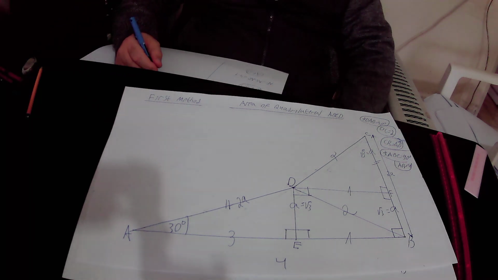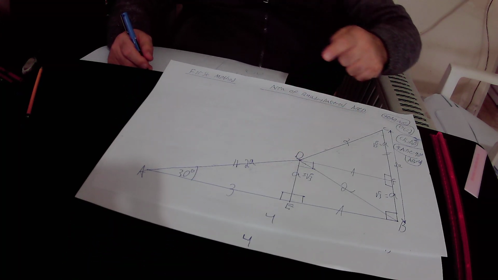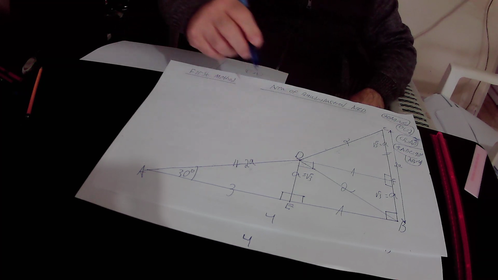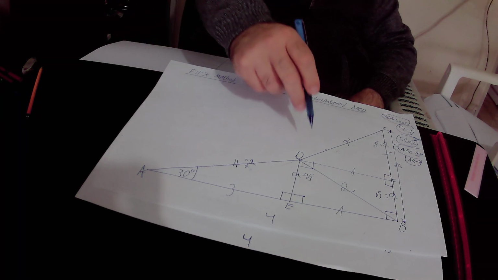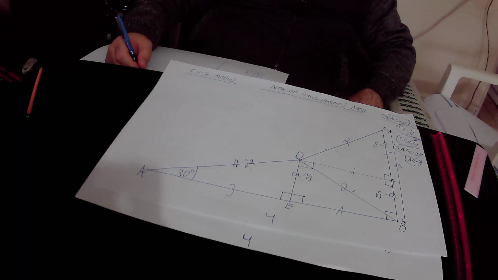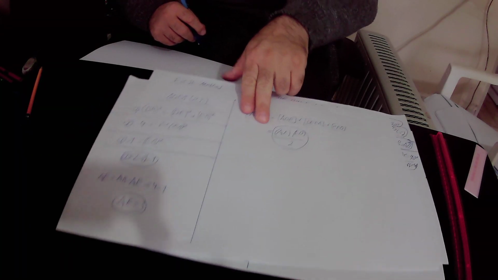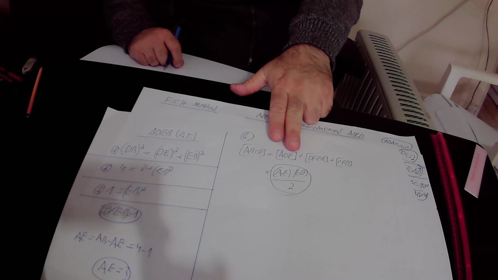What is the area of the right triangle ADE? The area will be equal to the base of the triangle, that is AE, times the height to the base, that is AD, over 2. So the area of the right triangle ADE equals AE times AD over 2.